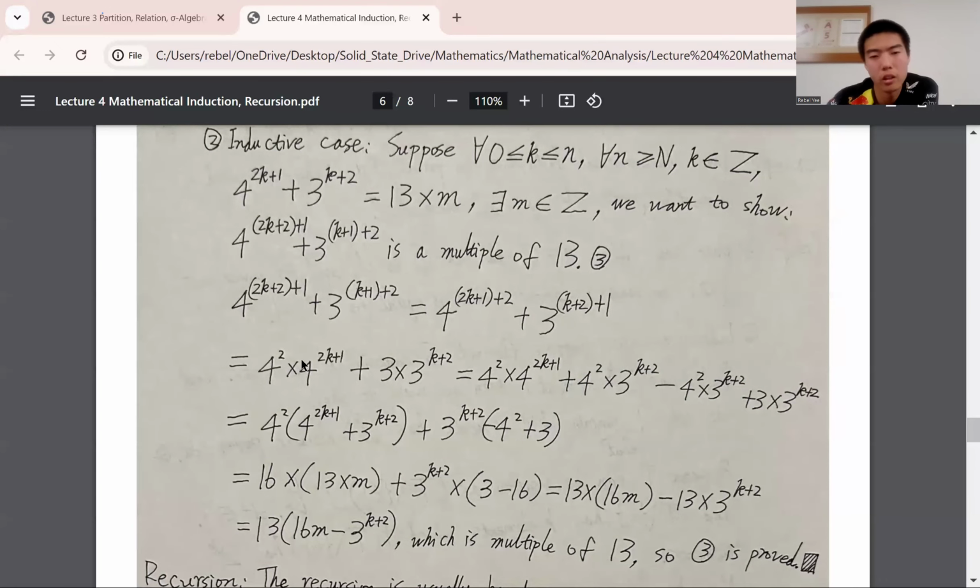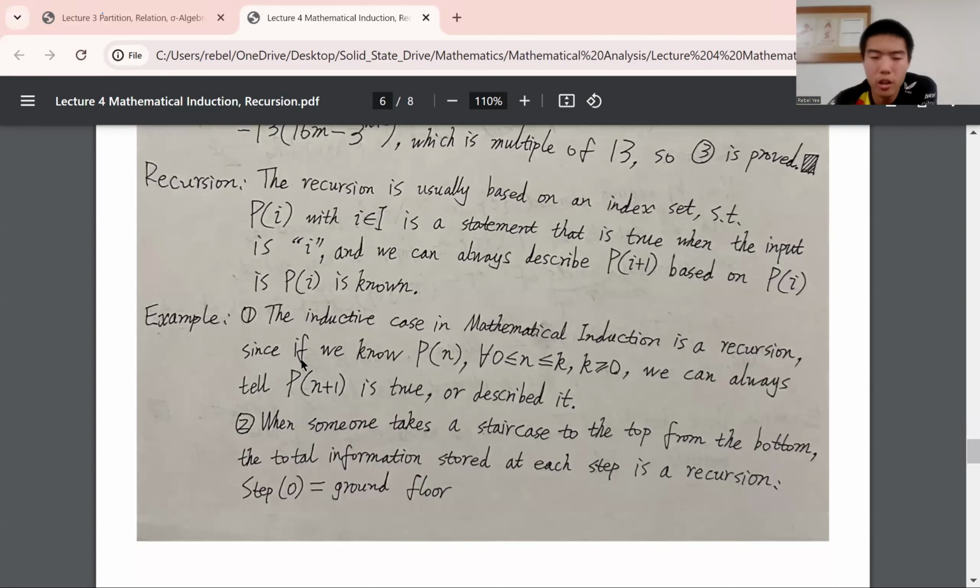Okay. And the last topic we're going to bring up is recursion. Mathematical induction is just one type of recursion, and recursion is usually based on an index set. It's a statement that is true when the input is i, and we can always describe P(i plus 1) based on P(i) if P(i) is known. So it's like a formula: P(i plus 1) is equal to P(i) doing something, maybe plus a minus c. So if we know P(i), we definitely know P(i plus 1), and then we can know P(i plus 2), because they are roughly doing the same thing. P(i plus 2) is equal to P(i plus 1) plus a minus c again.